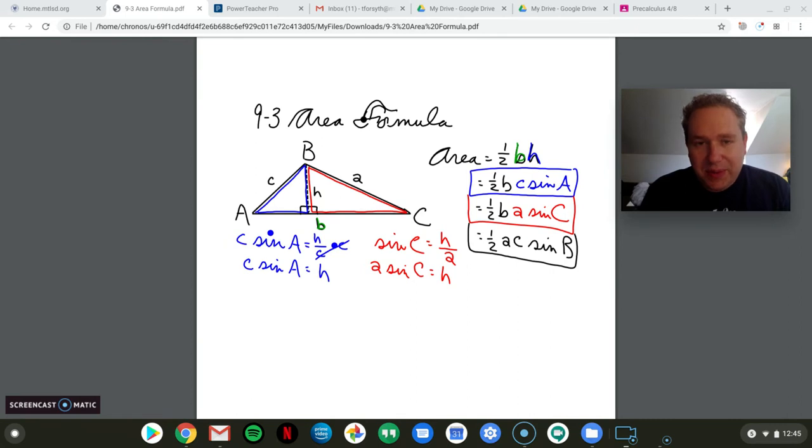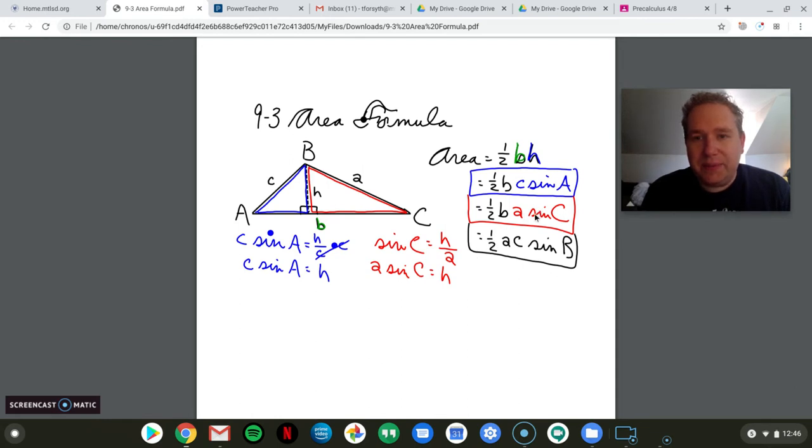I could do the same thing with the red triangle over here, and I could say that the sine of angle C is height opposite over hypotenuse A. If you're looking at angle C, the opposite side is H and the hypotenuse is A. So the sine of C is H over A, which means that A times sine C is that height. And that's what I have right here. That's another way of finding the area of the same triangle, 1/2 base times height, where the base is still this side length B. But now I'm substituting, instead of H, height equals A sine C.